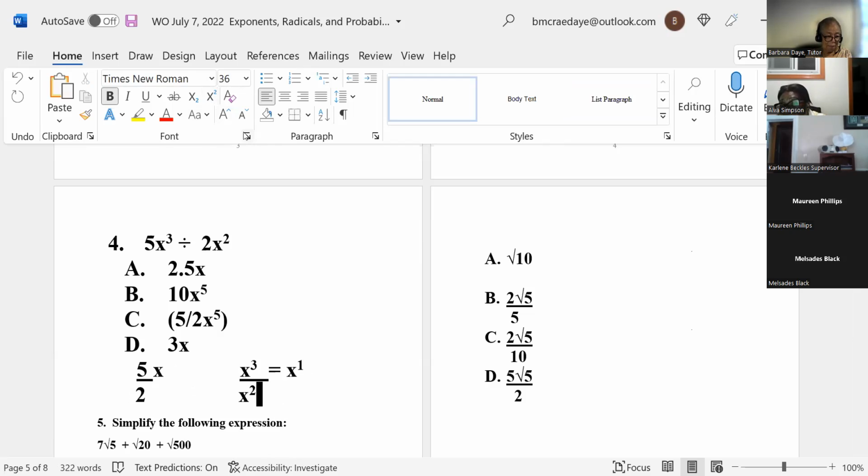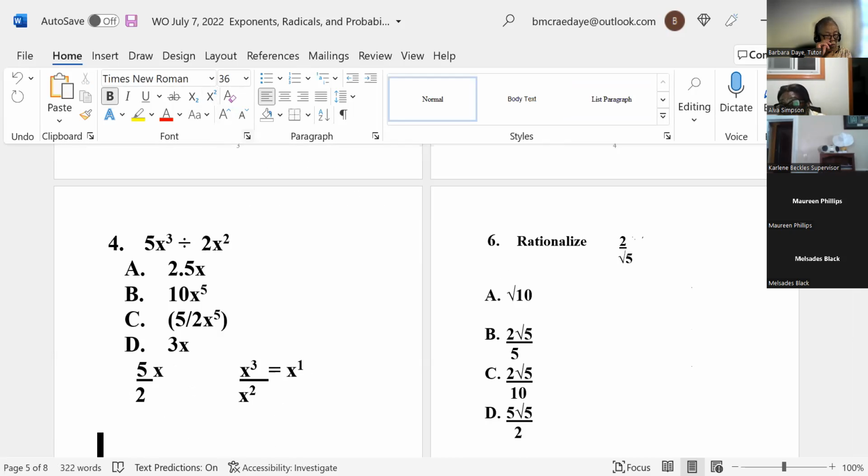It's 5 over 2. It could be 2.5x. That's it, Alba. Very good. Because 5 halves is 2.5, and that's 2.5, right? Yes. So it's answer A.